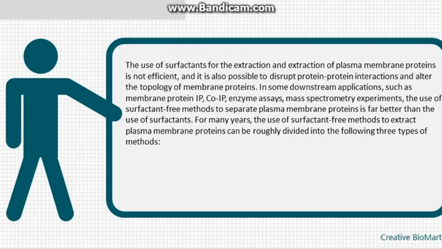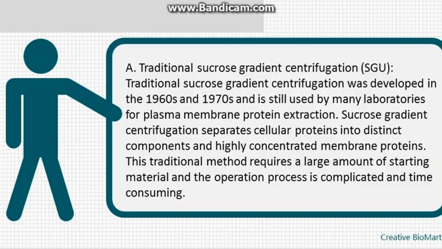For many years, the surfactant-free methods used to extract plasma membrane proteins can be roughly divided into the following three types of methods. A. Traditional sucrose gradient centrifugation (SGU).